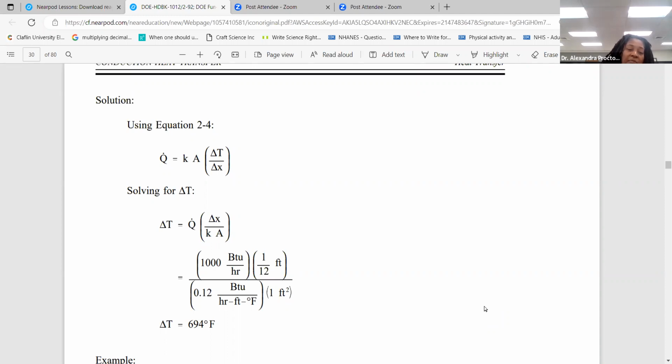So 1,000 BTU per hour times 1 over 12 feet divided by 0.12 BTU per hour foot degree Fahrenheit times 1 foot squared, and you come up with a temperature difference, or delta T, of 694 degrees Fahrenheit.